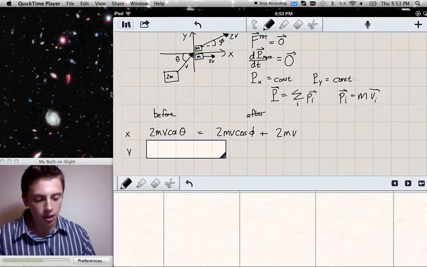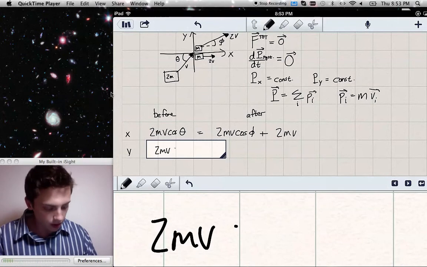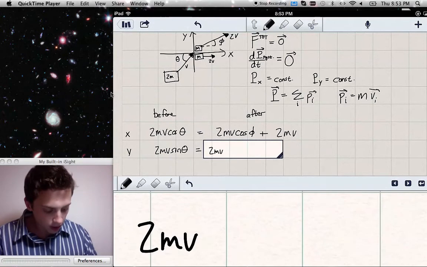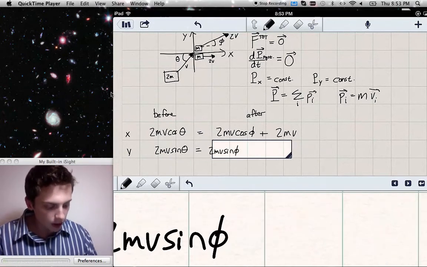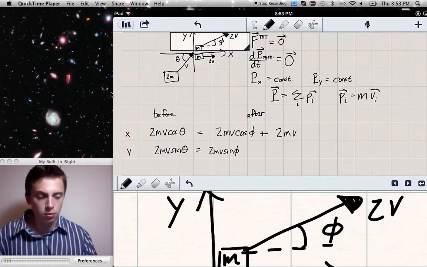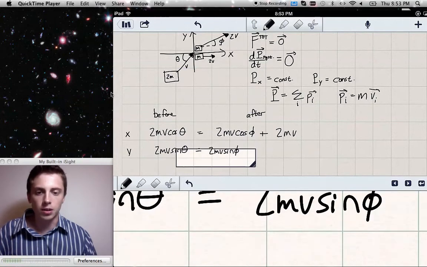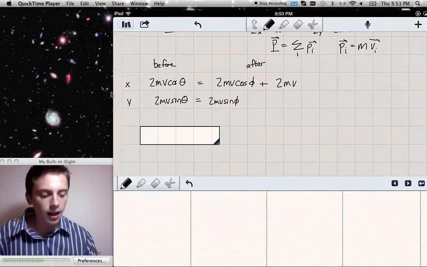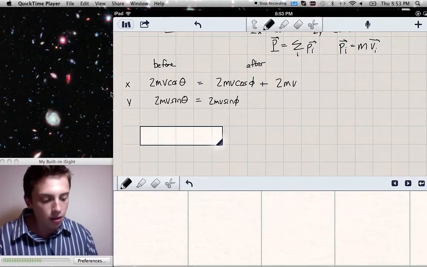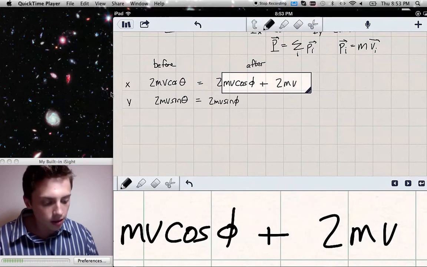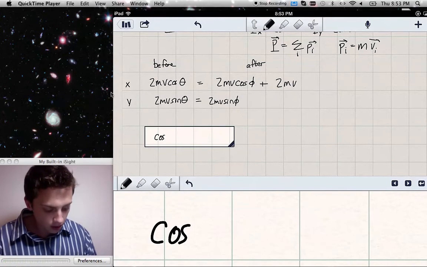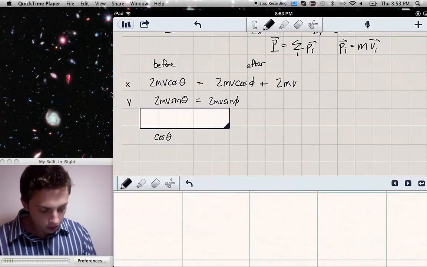Now we do the same for the y direction. 2mv sine theta is equal to 2mv sine phi, and then nothing from this particle here. Go ahead and verify that that's true for this picture, real briefly. Okay, so now that I have those two equations, I need to solve for theta. Well, right off the bat, we can divide both sides of each equation by 2mv, and we're left with cosine theta. So divide both equations by 2mv.